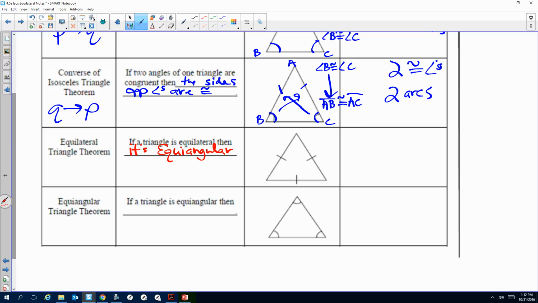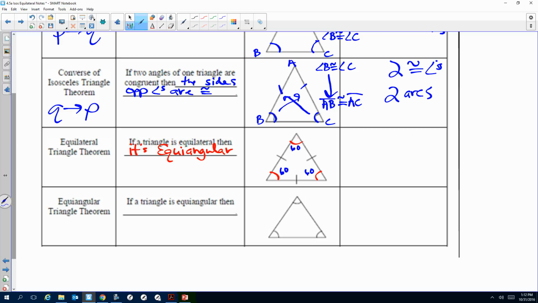All right, so if I give you the tick marks, you can add the arcs to show the angles are congruent. Now let's think about this. If all the angles are congruent, what's the measure of each angle for equiangular or equilateral? Yep, 60. Make sure you know that by heart.